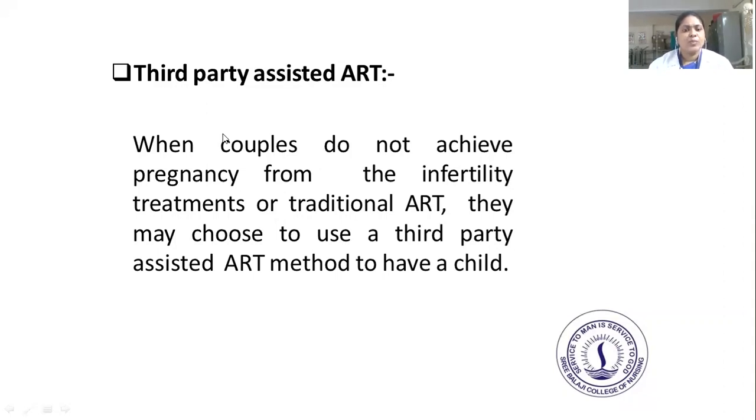What is this in the sense? When couples do not achieve a pregnancy from the infertility treatment or traditional ART, then they may choose a third party assisted ART method to have a child. So when the couples have taken all the treatment which is available for infertility, they have tried everything, and still they don't get a child, then they go to third party assisted ART. That is, they will do the procedure with another person and they will have a child.